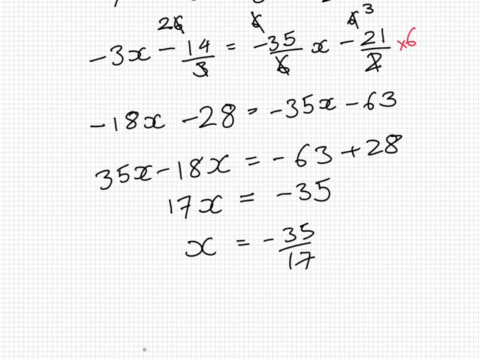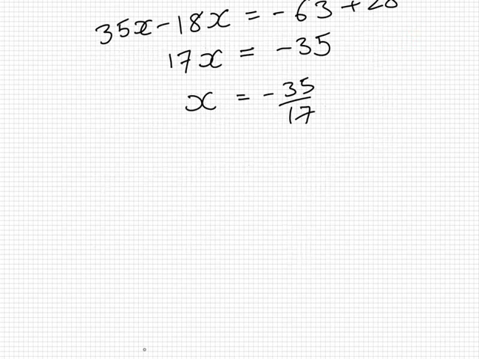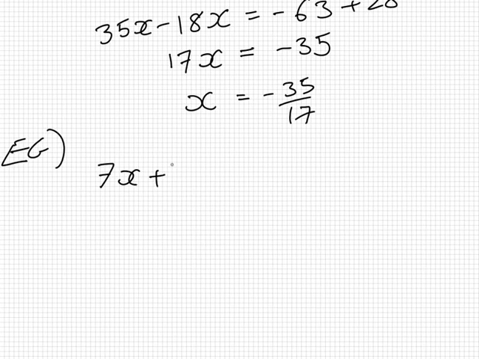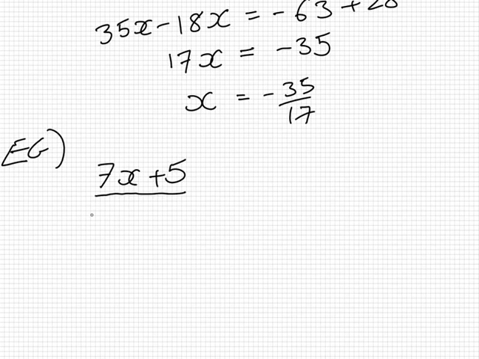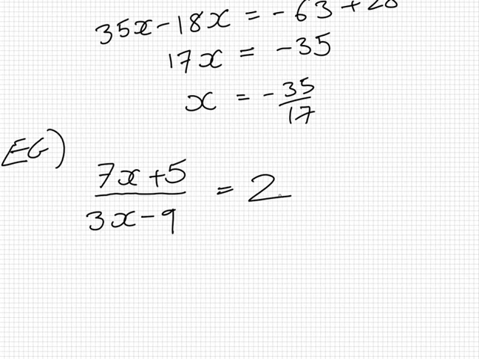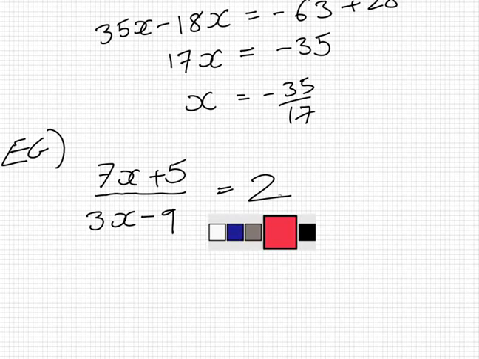So now the next type. Again, a bit more difficult. So next example: 7x plus 5 over 3x minus 9 equals 2. So this is not really a linear equation. It's not linear because the x is at the top and at the bottom, okay? But you can very easily change it into a linear equation. So that's why I included it.